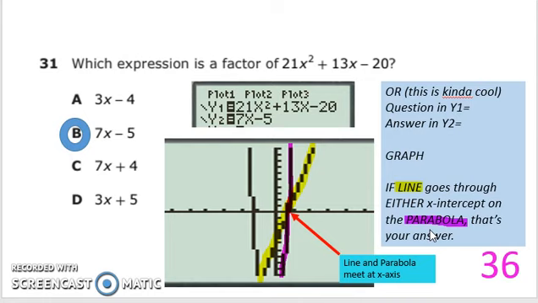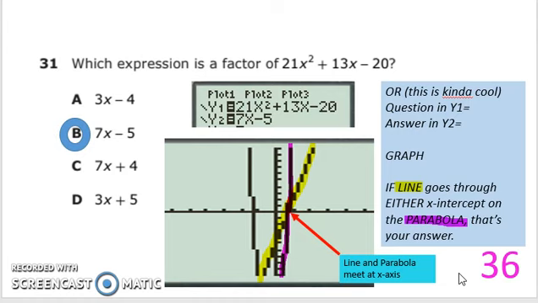So we're going to put the parabola, the question, in Y1, and we're going to put the line. See, all your answers are lines if you make them equations. So you're going to combine, I know this is crazy, you're going to combine a parabola with a line, and you're going to try to find the picture where the line and the parabola meet, wait for it, on the x-axis.